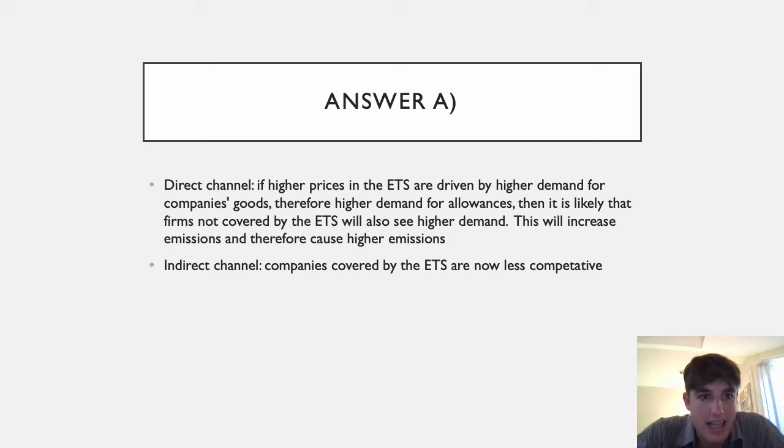Direct channel: if you've got higher prices in the emissions trading scheme, that's driven by higher demand for companies' goods, which is likely. Think about it in a boom, right? Firms are facing high demand for their goods, so therefore they're buying more allowances. Then it's likely that the firms not covered by the emissions trading scheme will also see that higher demand. That will increase their emissions and therefore cause higher emissions, right?